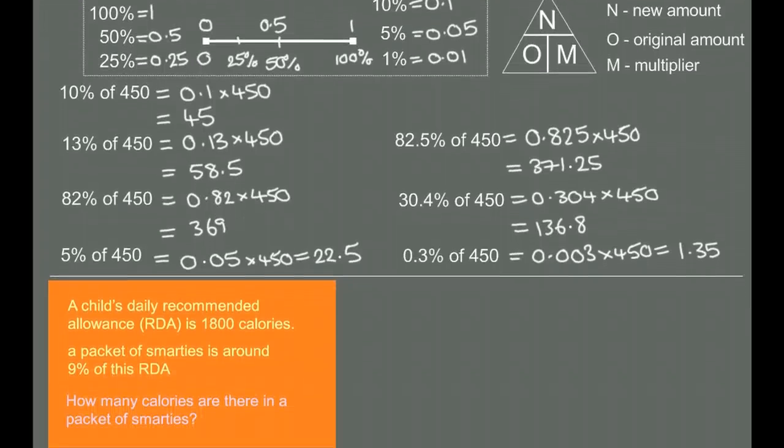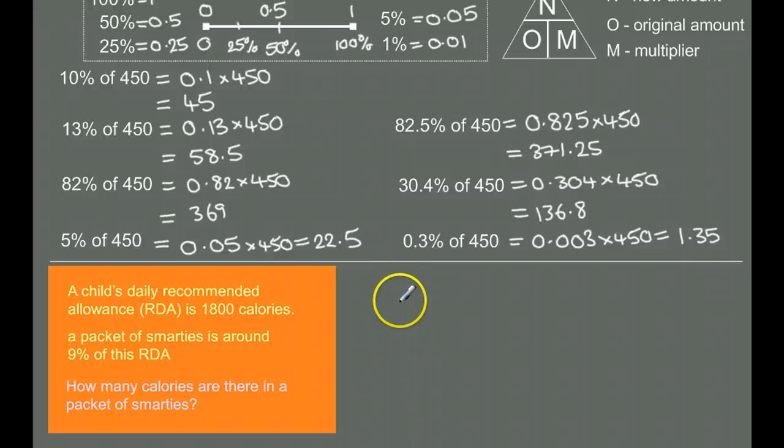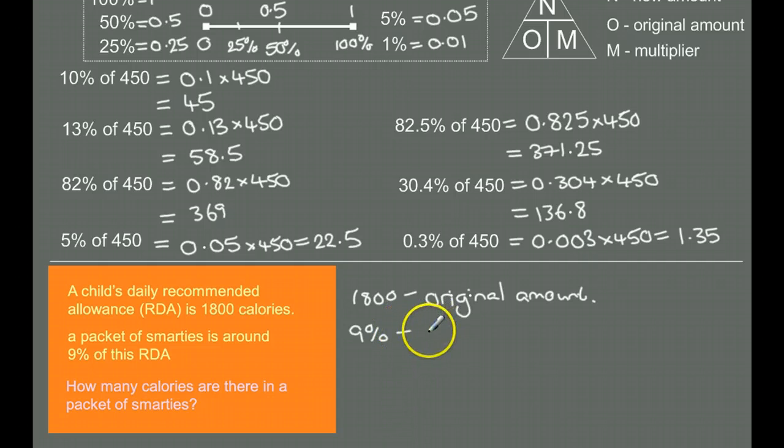We'll just have a quick look at a problem at the bottom here where we can apply that skill. We're told a child's recommended daily allowance of calories is 1800. That is our original. In this case, a packet of Smarties is 9% of a recommended daily allowance. If we convert that to our multiplier, 0.09, that's our multiplier.